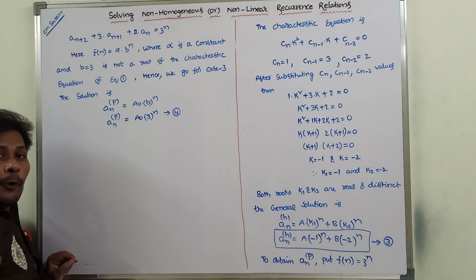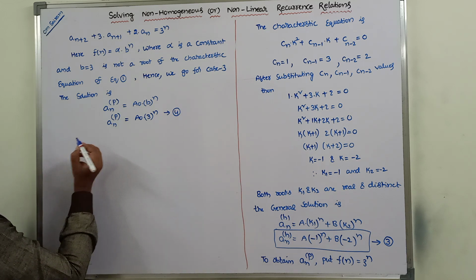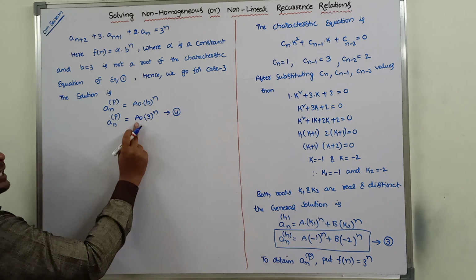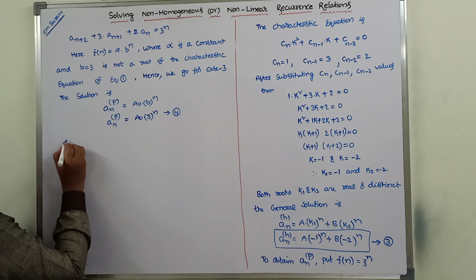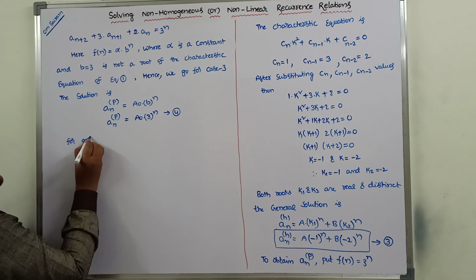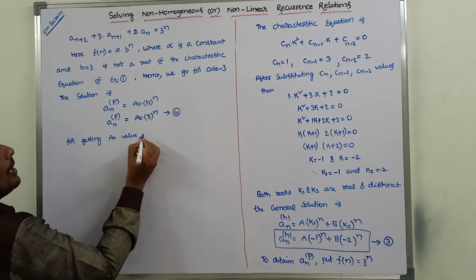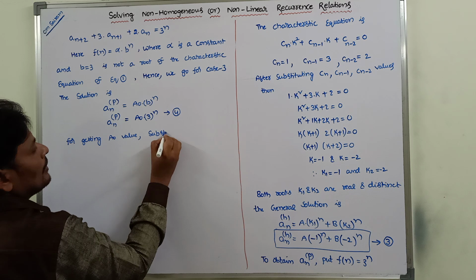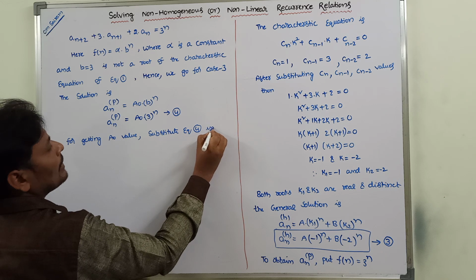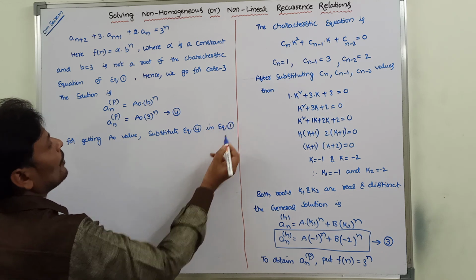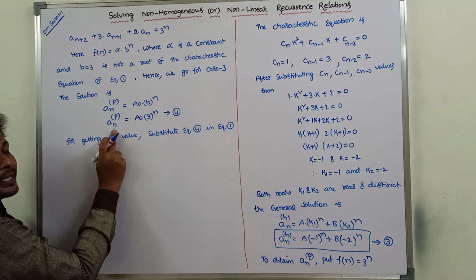Equation 4 can be substituted in equation 1, so that we get the a naught value. For getting the a naught value, substitute equation 4 in equation 1. In equation 1, this is a suffix n value.